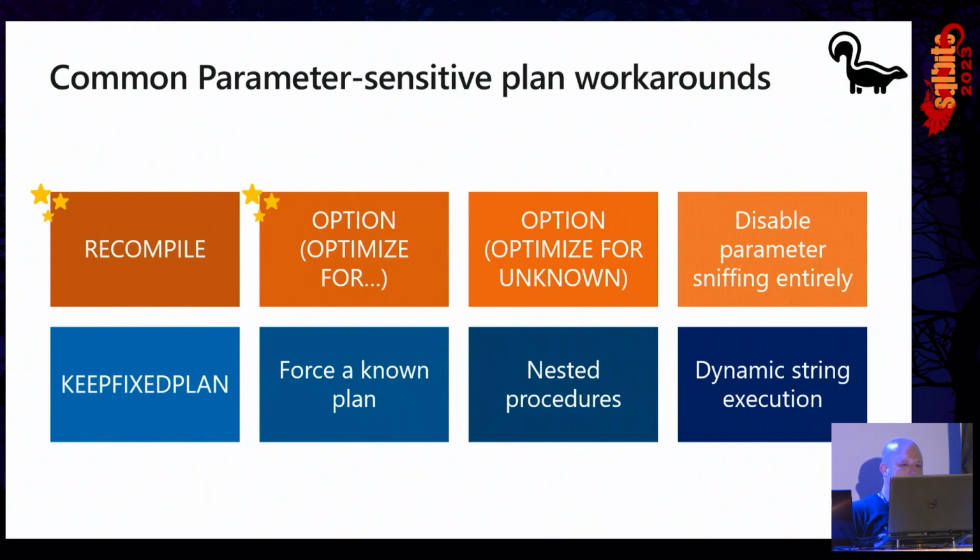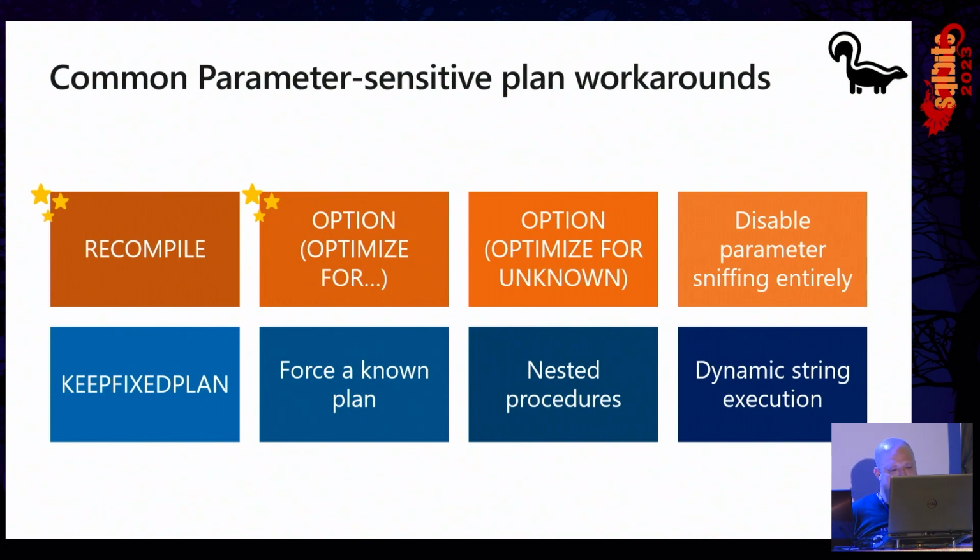Everything else on the top, optimize for unknown. I have not seen that be a better scenario than doing a recompile, to be frank, because essentially it's the average of the histogram, and you're sort of settling for the average. Does it give you stability? Yes, but you're settling for the average. Disabling parameter sniffing, I don't know how that's necessarily a strong approach, especially on a really big system.